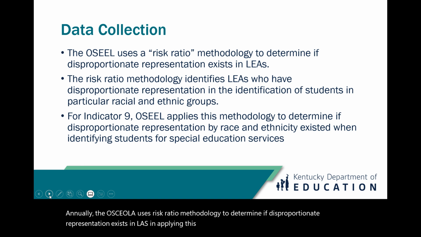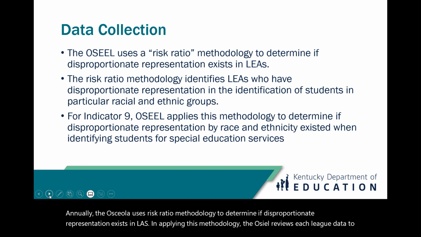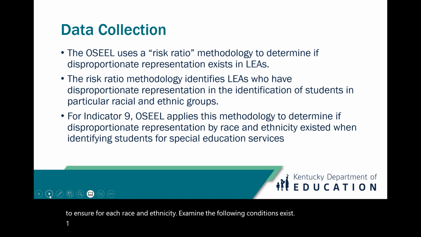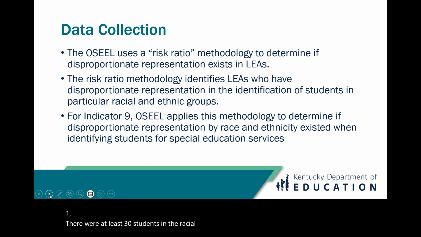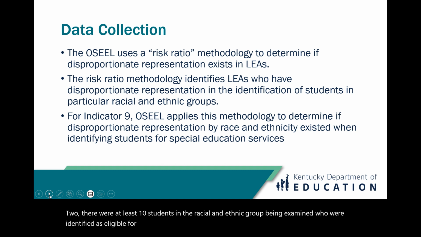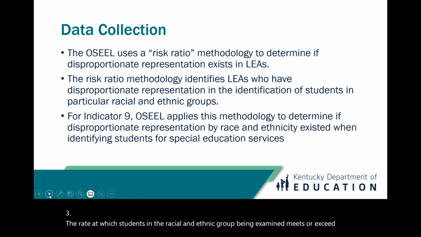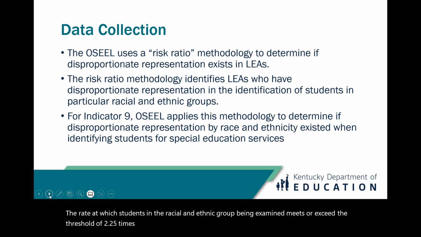In applying this methodology, the OSEAL reviews each LEA's data to ensure for each race and ethnicity examined, the following conditions exist. 1. There were at least 30 students in the racial and ethnic group examined who were enrolled in the LEA. 2. There were at least 10 students in the racial and ethnic group being examined who were identified as eligible for special education services. 3. The rate at which students in the racial and ethnic group being examined meet or exceed the threshold of 2.25 times or greater than the rate of students in all other races who are identified.